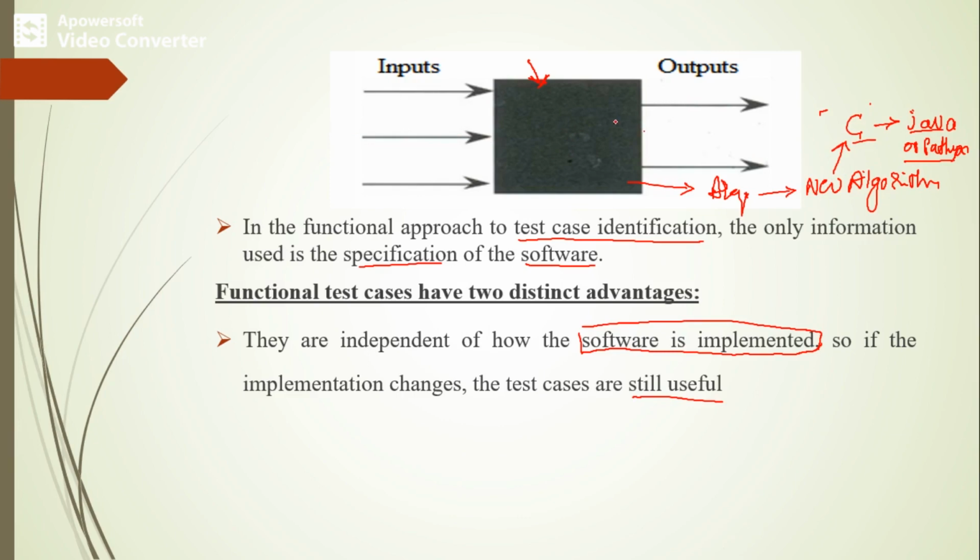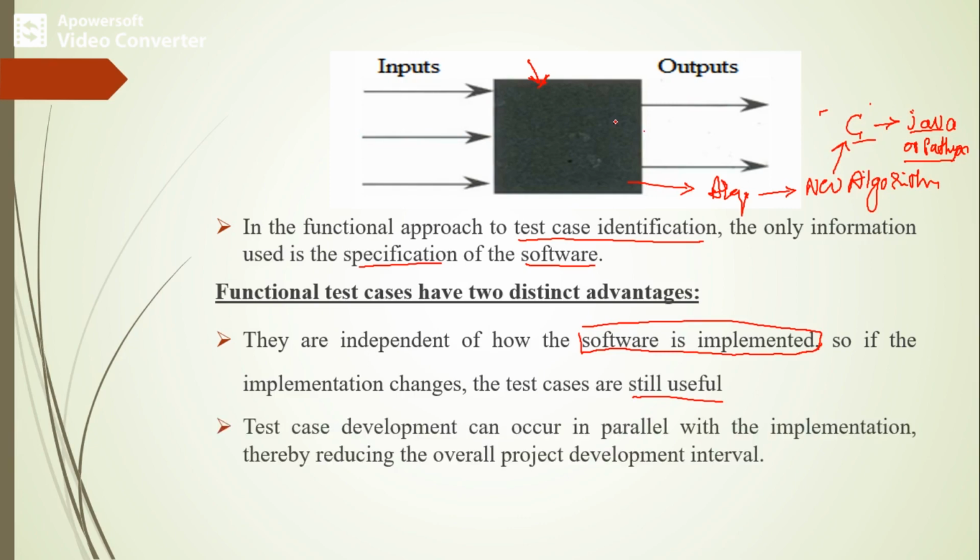Why? Because we have written those test cases based on the specification of the software, based on the requirement. So we have designed our test cases accordingly. Therefore, this is the one advantage. If the implementation part has been changed, still the test cases will remain as they are. Okay, that is the first advantage.